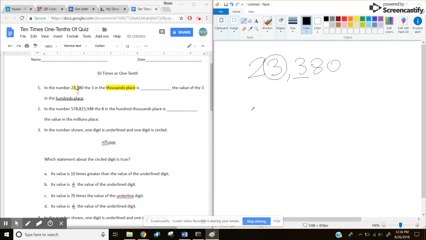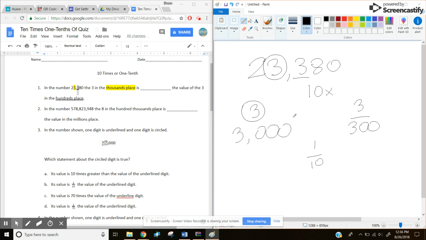So I'm going to put the circled digit first since it's the most important, and the value of it is 1,000. So I have 3,000. Now we're going to look at the 3 that's underlined, and the value of it is 300. Now I'm going to put the 10 times on the top and a 1/10 of at the bottom.